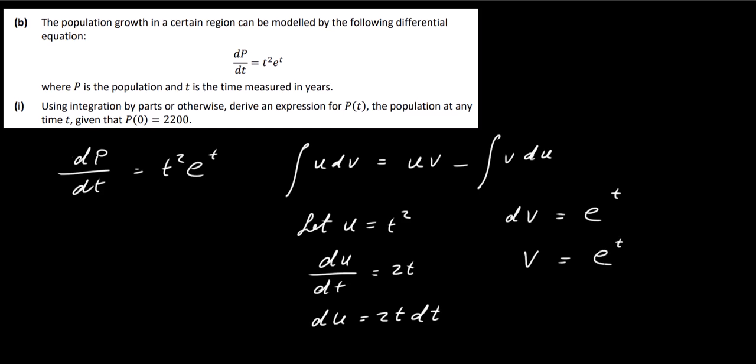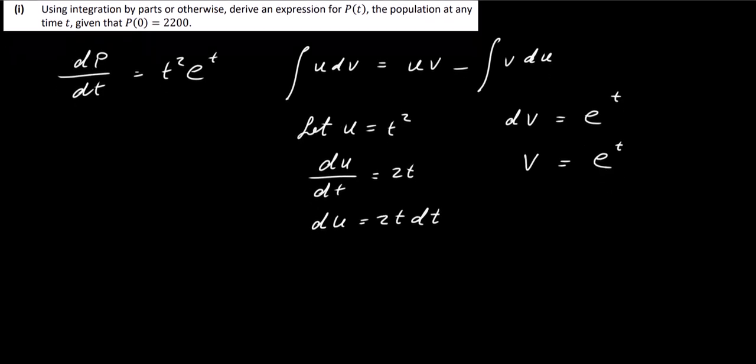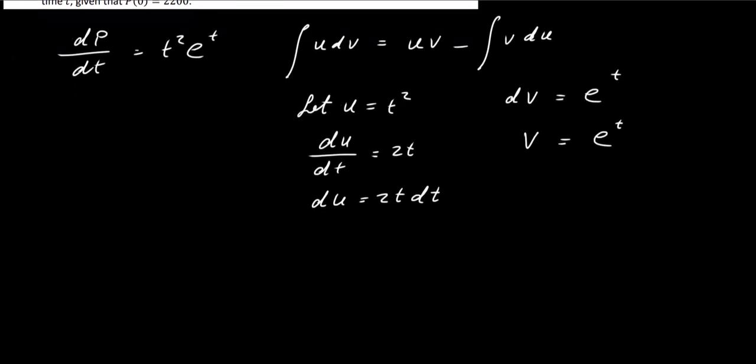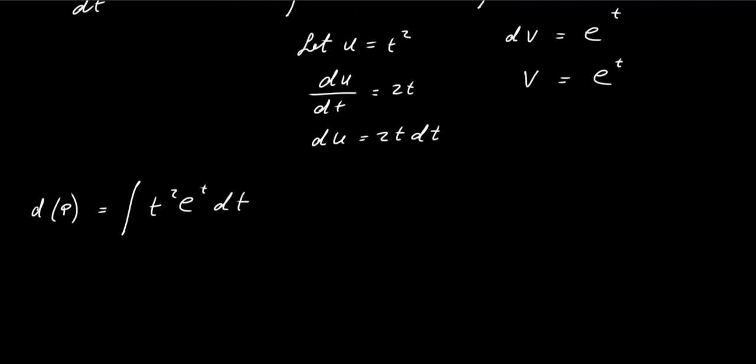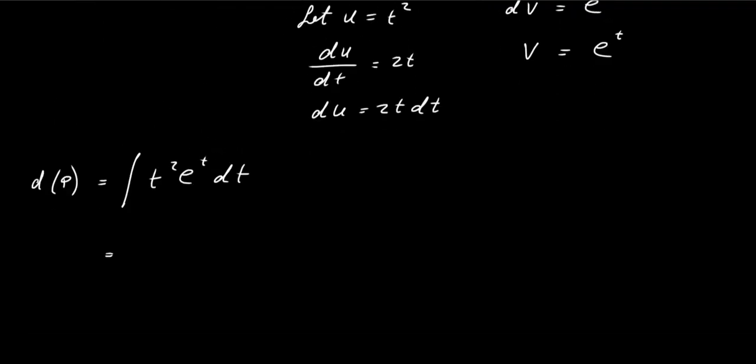Okay, so we're just ready to do our substitutions in here, or to use the integration by parts rule here. So I want to integrate this here. If I integrate the left hand side, I'll just get dP. On the right hand side, I want to integrate t squared e to the power of t dt. So let's use our integration by parts rule.